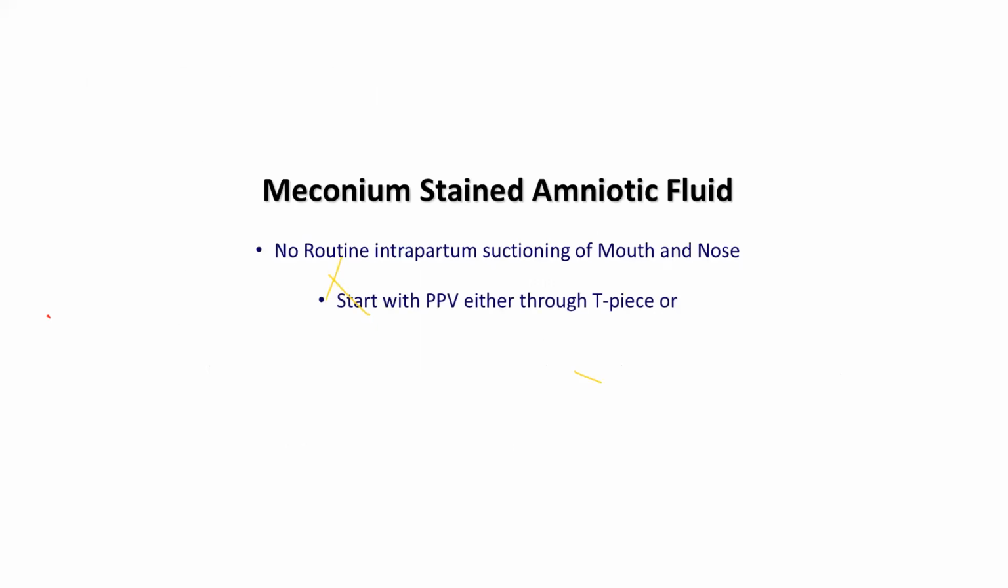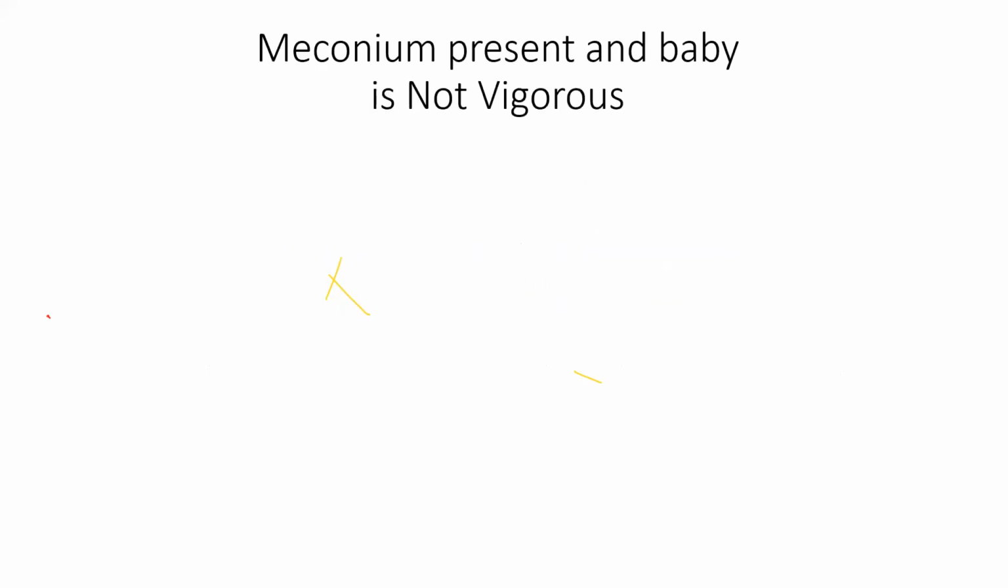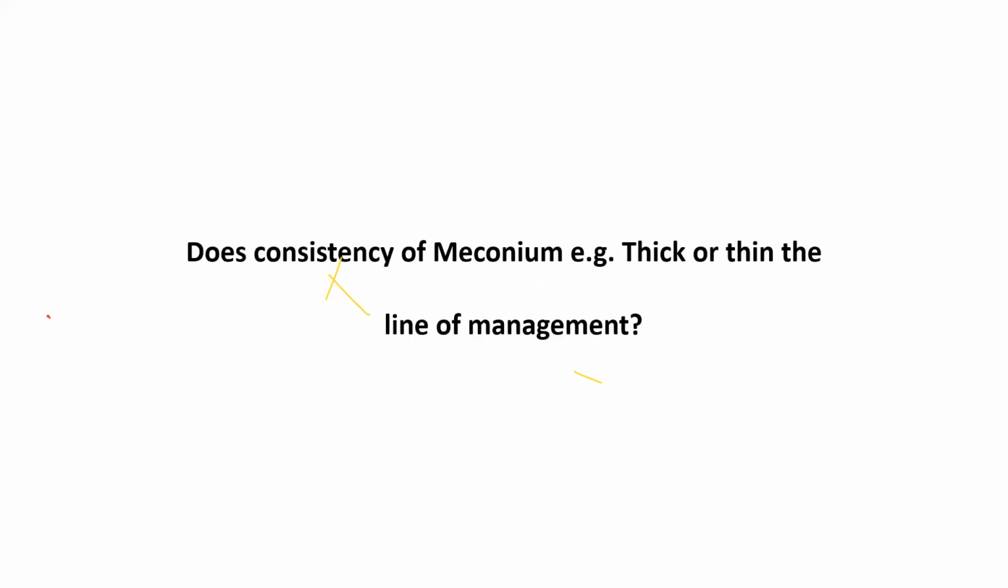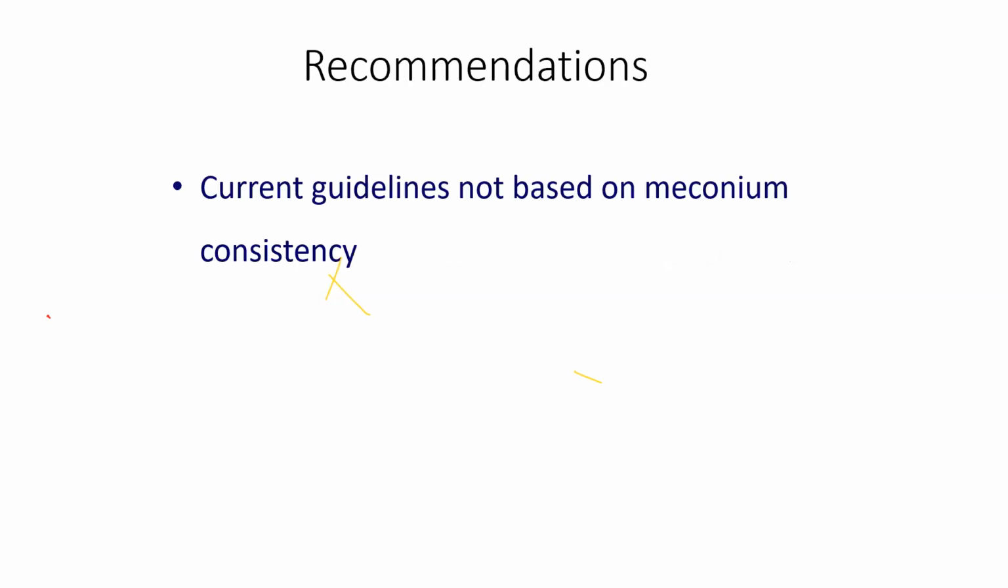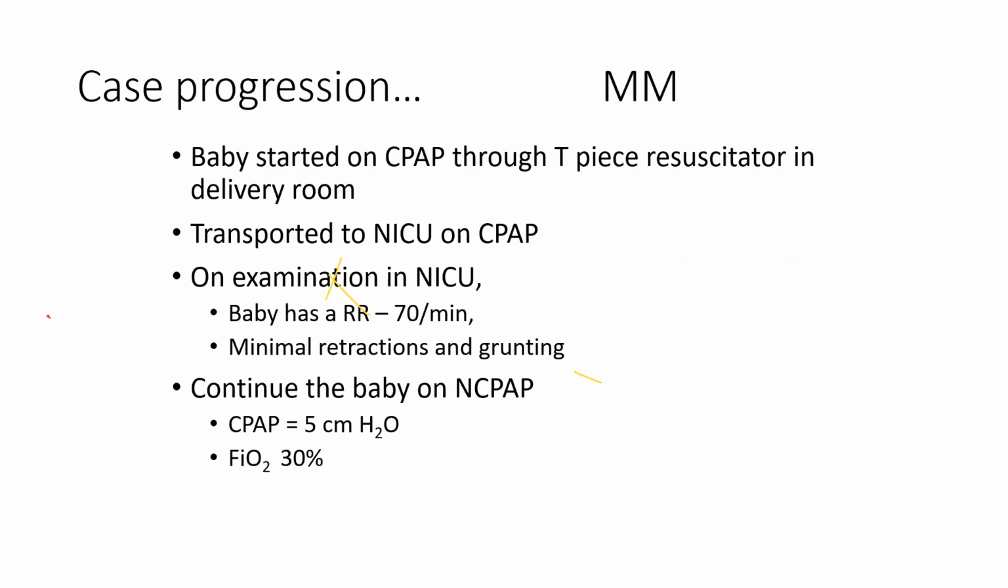Then there is no need of routine suctioning or endotracheal intubation. We have to start positive pressure ventilation in a baby who is limp as early as possible. The consistency of meconium, whether thick or thin, has no relevance for the line of management. So this baby who is born with MSAF is given CPAP and transported to the NICU on the CPAP.